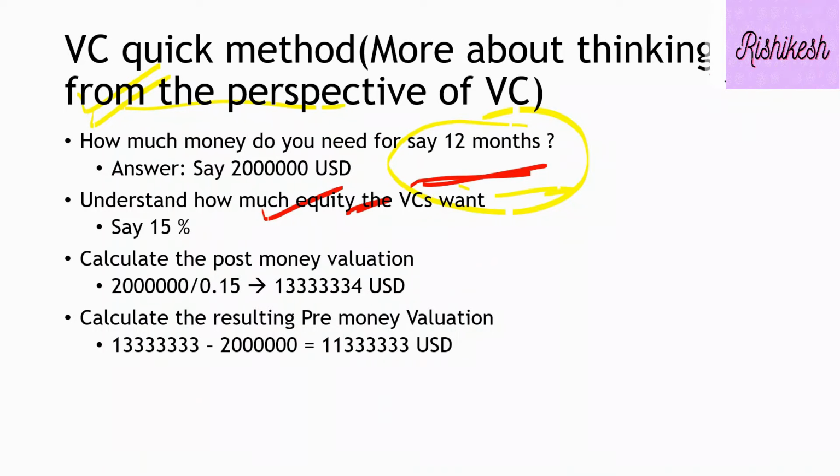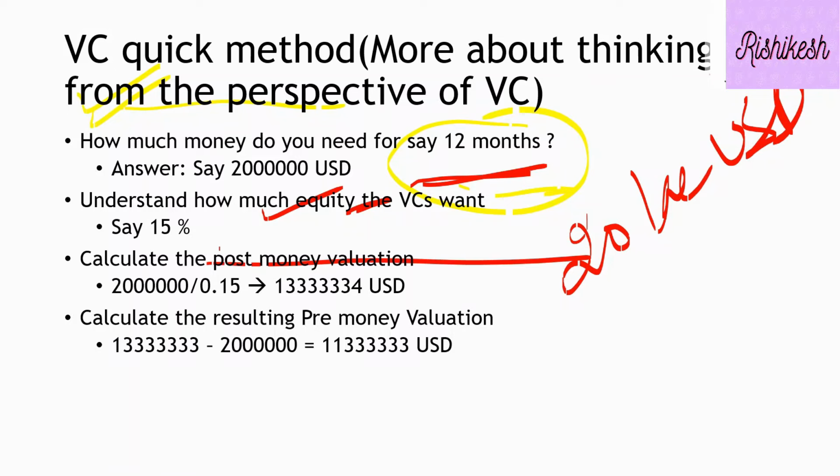Understand how much equity the VC wants for giving you this much money. So let's suppose, for giving you 20 lakh US dollars, the VC wants 15%. This is a figure which you should know beforehand, right? Like, if I want this much investment, what will be the VC's expectation? And this figure can be found out by studying the whole portfolio of a particular VC, that is, venture capitalist, the investor. On the basis of the previous investments that he or she has made, you can find out the percentage of equity share that the particular VC asks for investing this much amount of money.